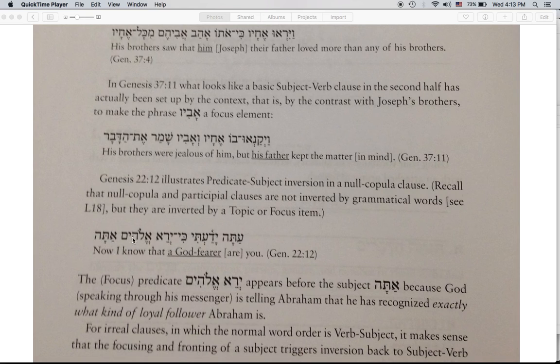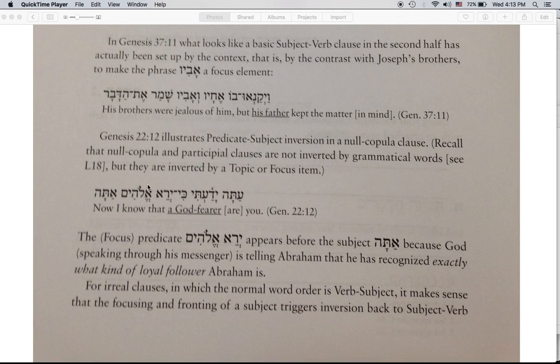So everything after ki is a null copula clause, that is to say the to be verb, which is added in here as are, is not in the Hebrew. It's not necessary. So this is a verbless clause. We add in are in our English translation. And yarei Elohim has been moved to the front of the clause. And the subject is at the end. So yarei Elohim is fronted because the author wants to add emphasis to the fact that Abraham is a God-fearer.